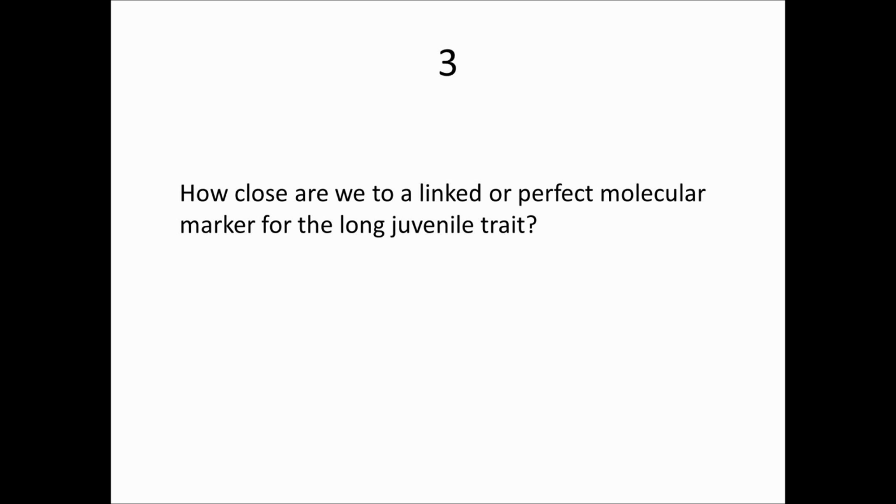Okay, and then how close are we to a linked or perfect molecular marker for long juvenile? I think this would be very useful if we're trying to make marker crosses. About 20 centimorgans, I believe. What chromosome? I don't know. This is getting to be close to 20 years ago for me.